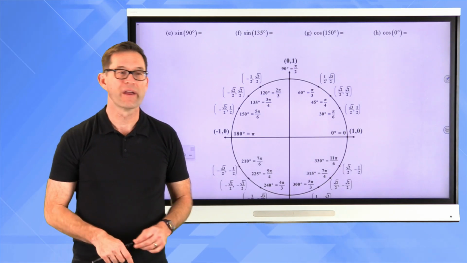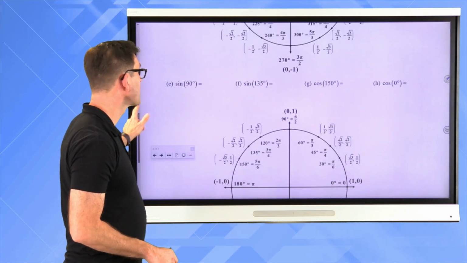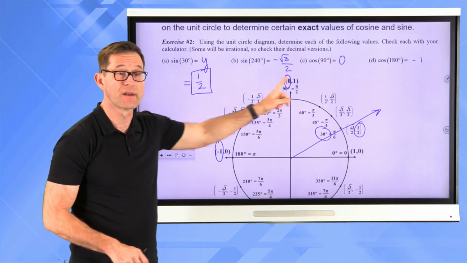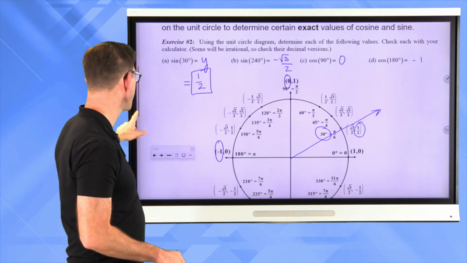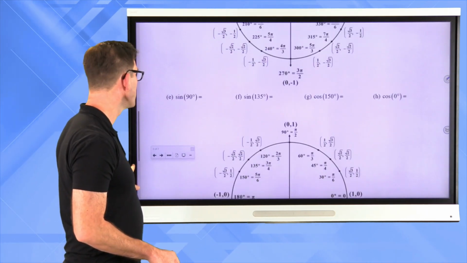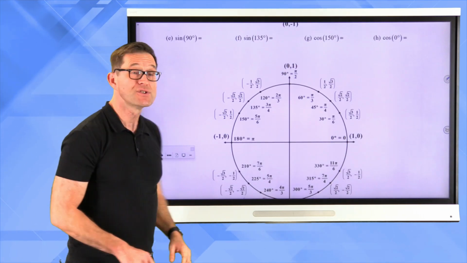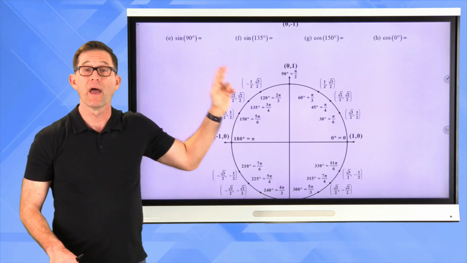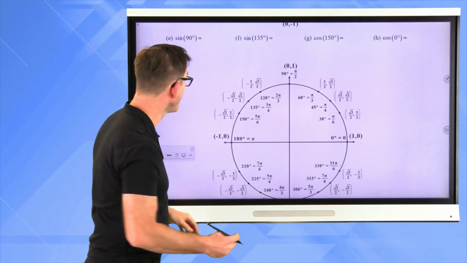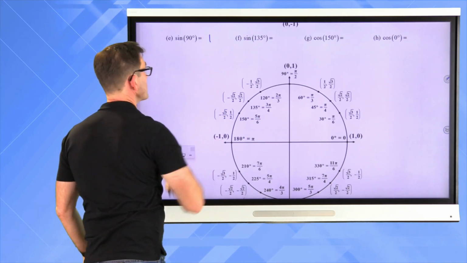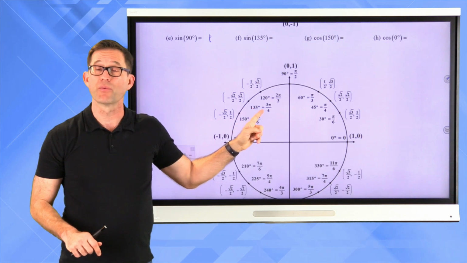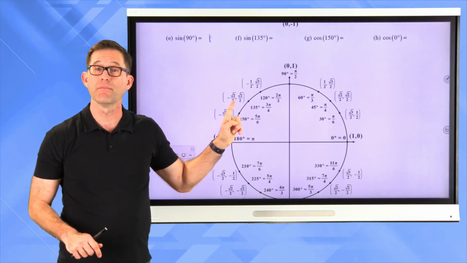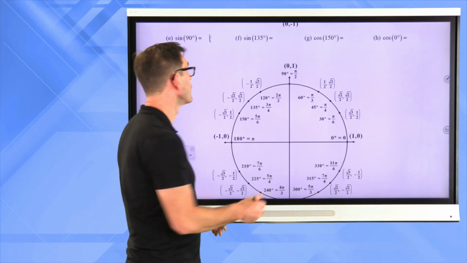Okay, sorry. I believe when I went to the calculator, I actually already did cosine of 0 instead of cosine of 90. My apologies for that. All right, anyway, so the sine is the y-coordinate. And at 90 degrees, the y-coordinate is 1. The sine of 90 degrees, therefore, is 1. For 135 degrees, which is 3 pi over 4 radians, the sine, again being the y-coordinate, is positive root 2 over 2.